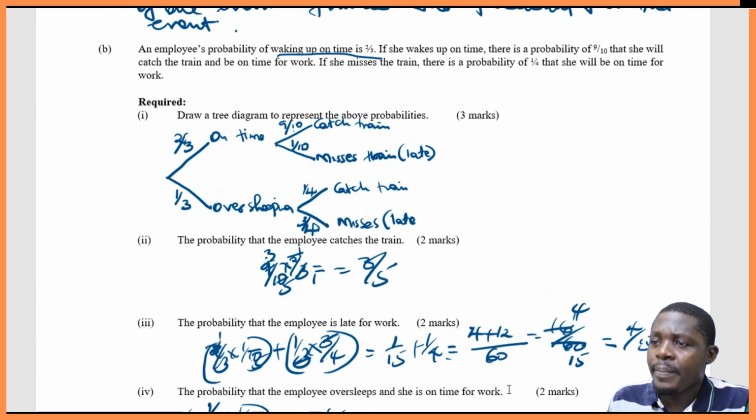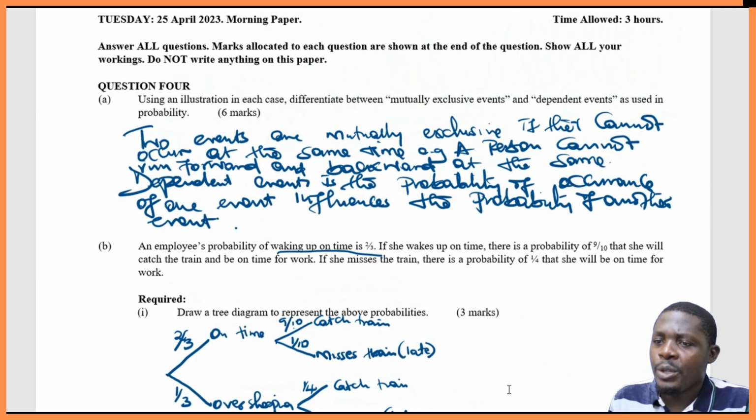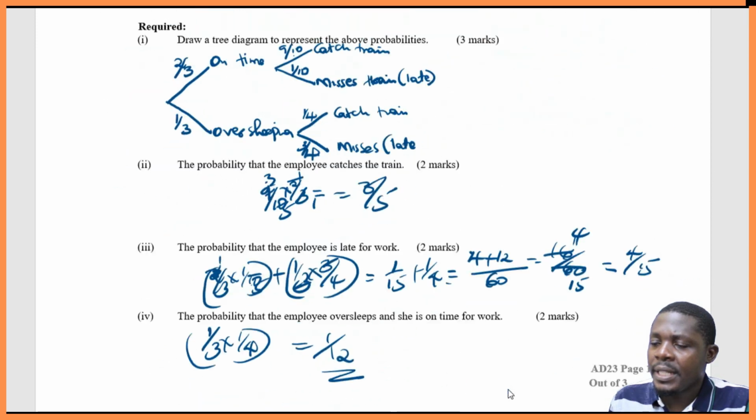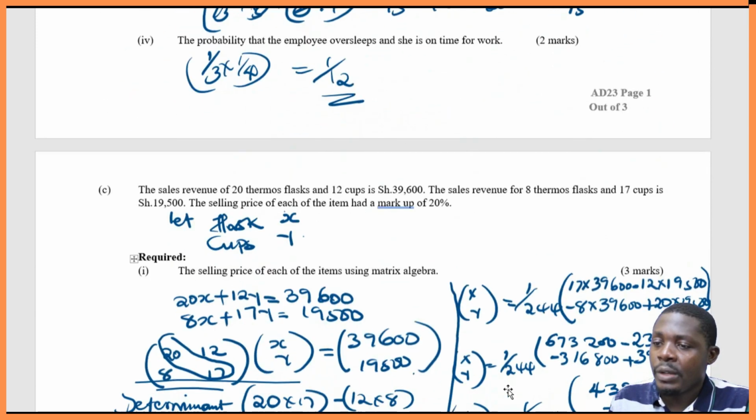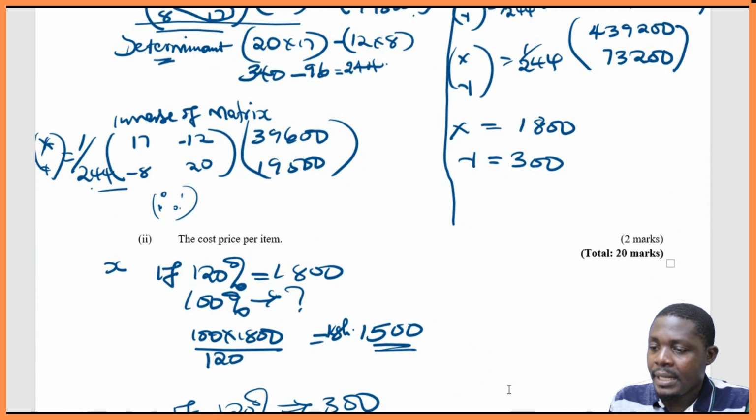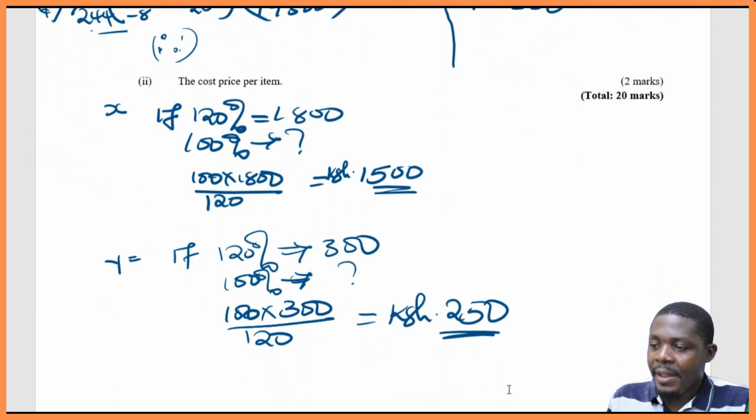Then we had the probability, and the question number 8 part was asking the difference between mutually exclusive and dependent events. Thank you.